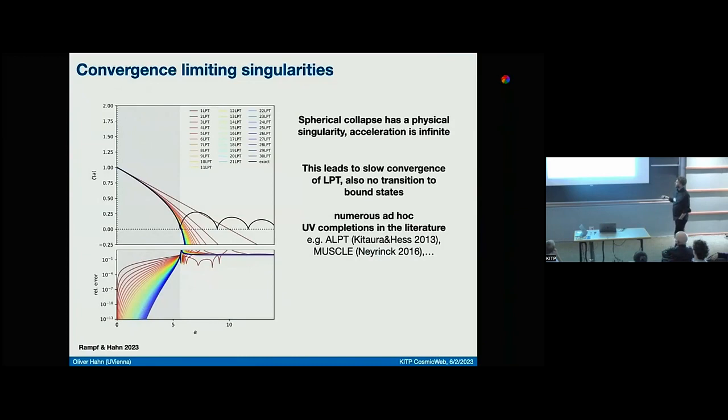Now you can actually throw LPT at it. You can derive the recursion relation, so you can do this up to 30th order with Mathematica very easily. And you see, it bends down here very slowly. And this is the reason why many people have adopted UV completions, where you just cut off this regime and say, okay, I approximate this with some model. We'd like to eventually do this better than these ad hoc models, but we're not quite there yet.